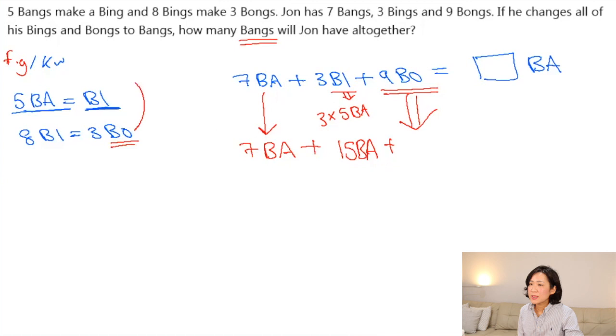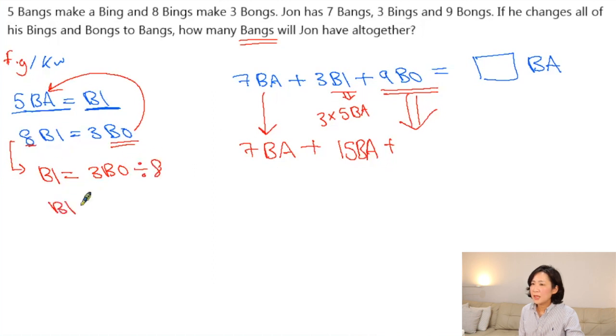Then have a look at the second equation. We've got 8 bins equals 3 bongs. So let's try to find the bin first. Let's just treat the bin as a variable. So let's leave a bin here, then divide by 8 each time. So 3 bongs divided by 8. Then we can see the bin is 3/8 of a bong. Now we know that 1 bin is 3/8 of a bong.